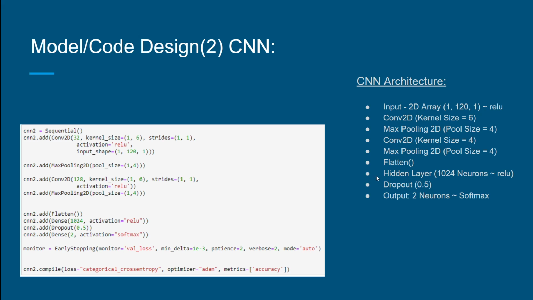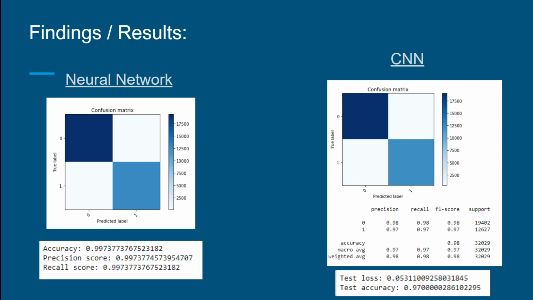And then that's when I fed it into a dense layer with 1024 neurons with the ReLU function. I dropped it out at 0.5, and then the output was the same thing, softmax function with the 2 neurons. The output did not need to change for the convolutional neural network.